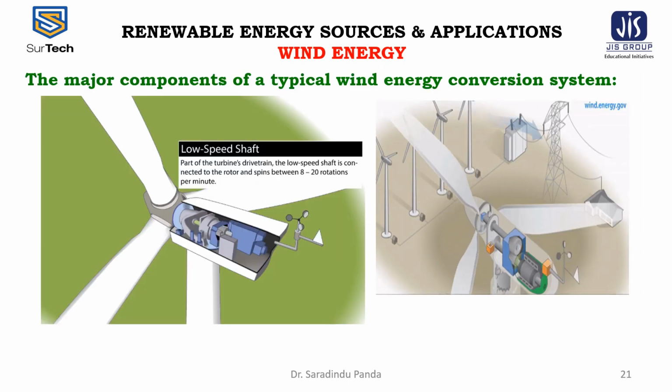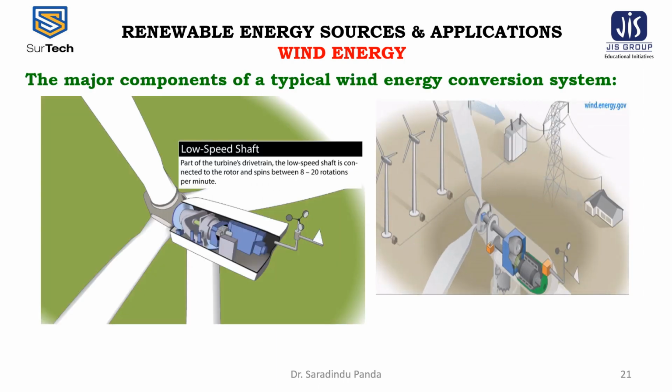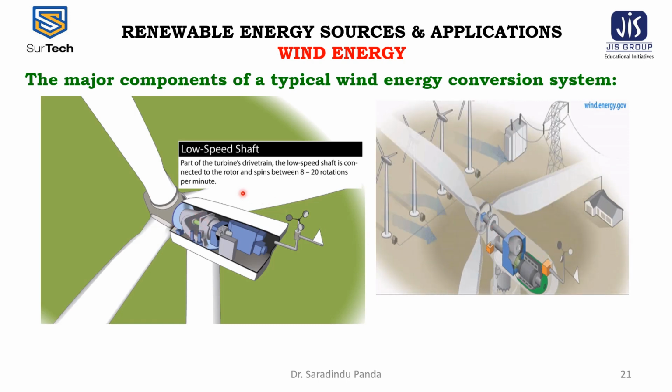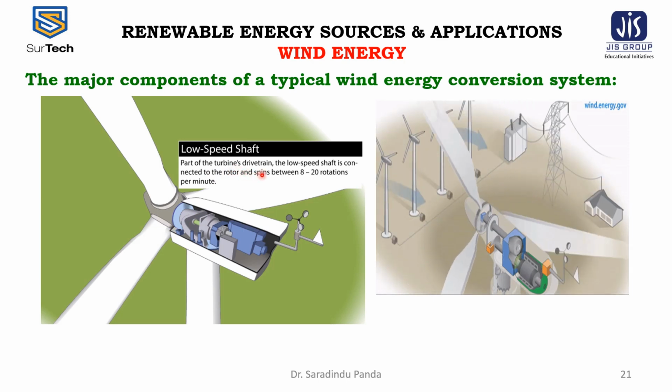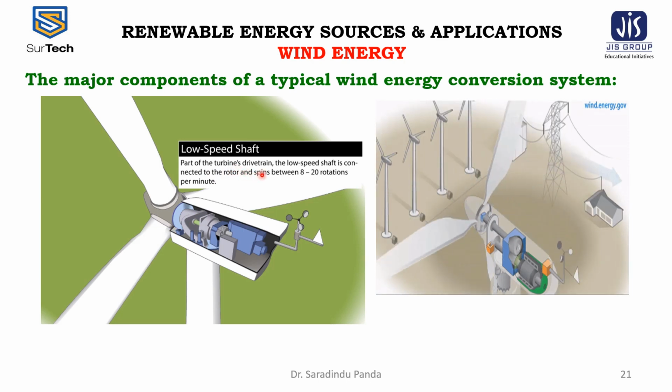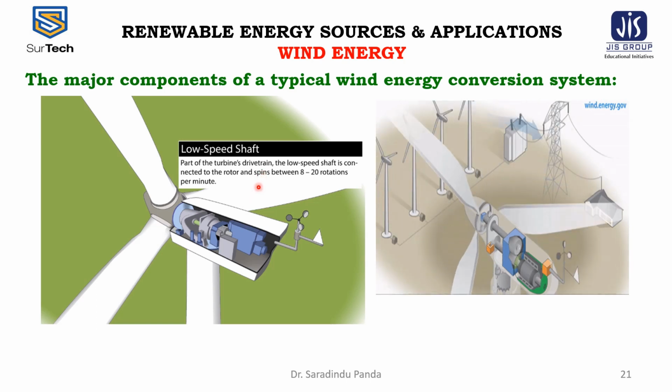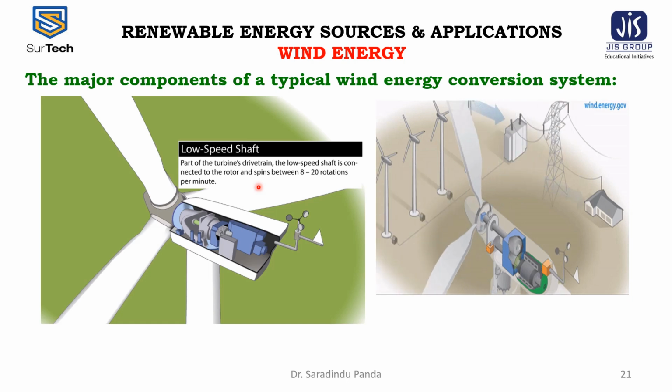Next is the low-speed shaft. This is the low-speed shaft, part of the turbine's drivetrain. The low-speed shaft is connected to the rotor and spins between 8 to 20 rotations per minute.